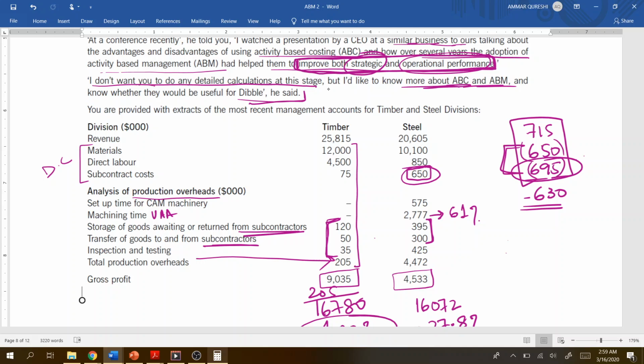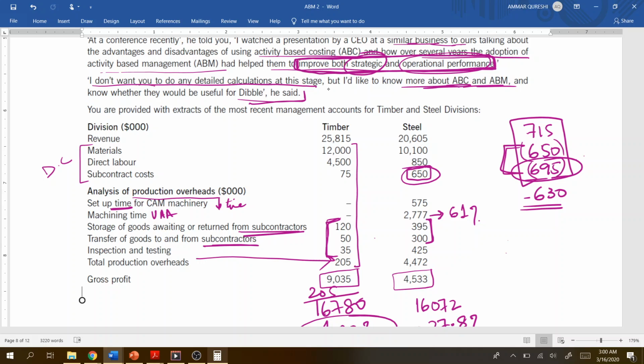Then setup time for CAM machinery. This is not a value added activity, but it is an activity which is actually required for the manufacturing of the product. So probably we cannot eliminate this as well. We can try to reduce this time, but we cannot eliminate this, right?